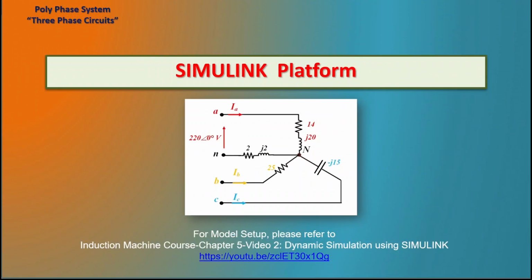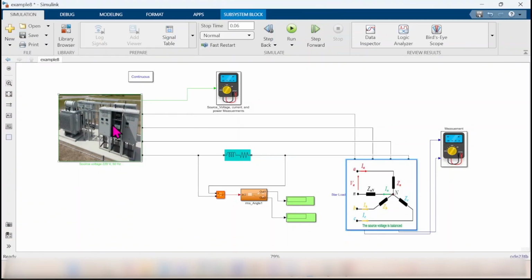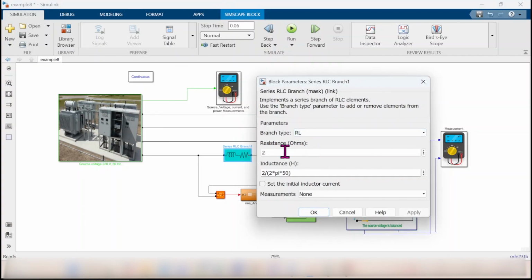Now it's time to confirm our results using the Simulink platform. So let's go. This is the system we'd like to simulate. We have a balanced three-phase source feeding an unbalanced three-phase load, and the neutral wire has an impedance. So let's look inside this one. We have here RL 2 plus j2, but MATLAB wants that in henry, so that is 2 over omega, where omega is 2 pi f.